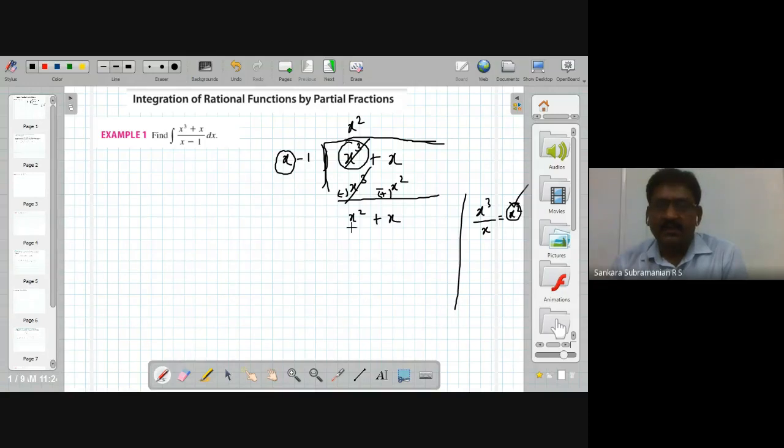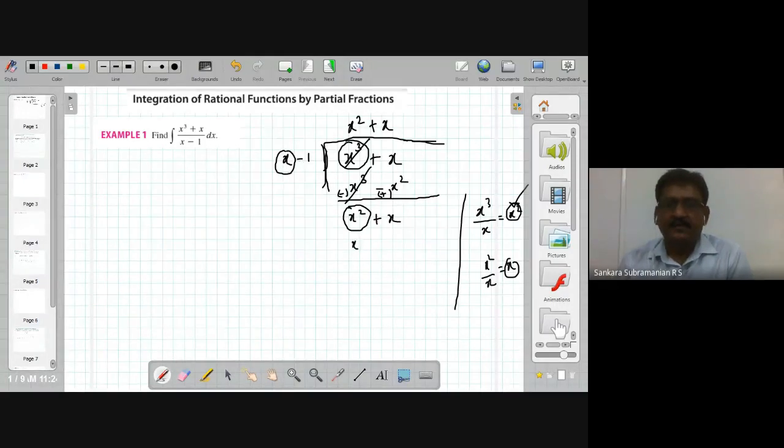So take the first term here, x squared, and this term x. X squared by x, you get x. So you can go ahead with plus x again. If you multiply x throughout with x minus 1, you get x squared minus x. Then you have to change the sign and add, and you will be getting 2x.